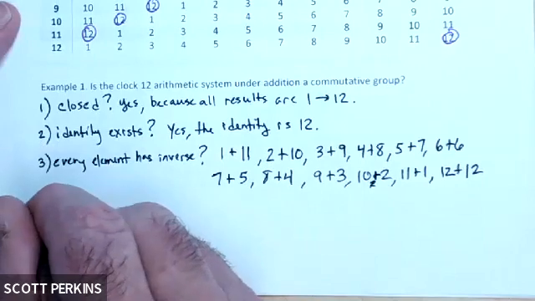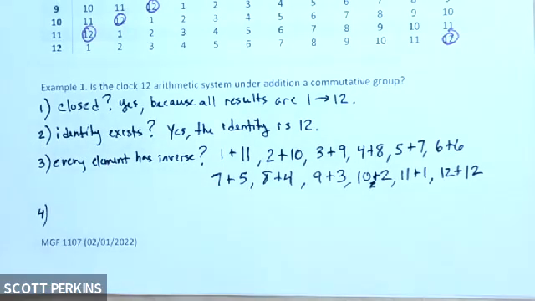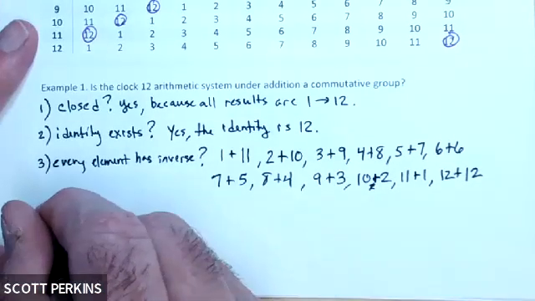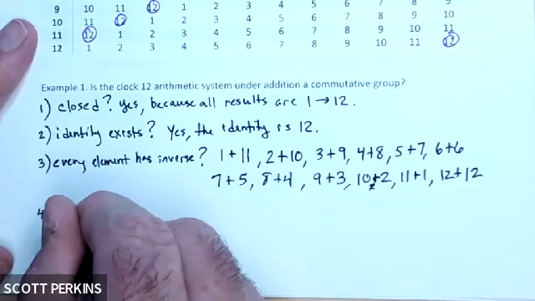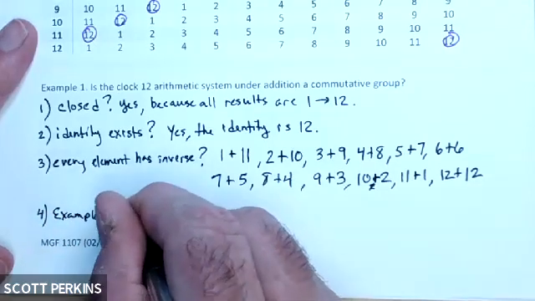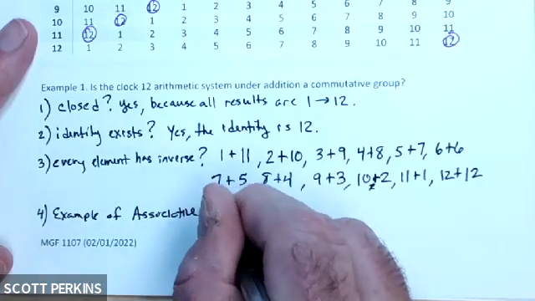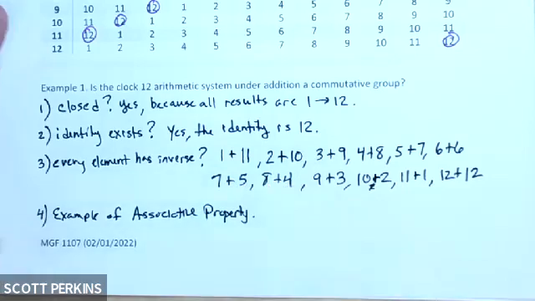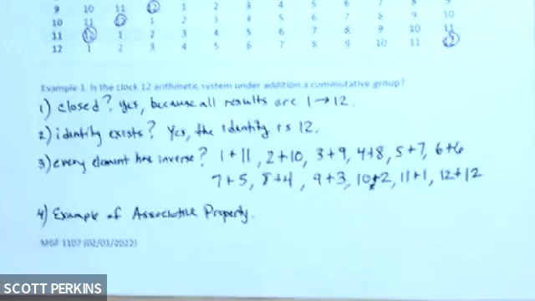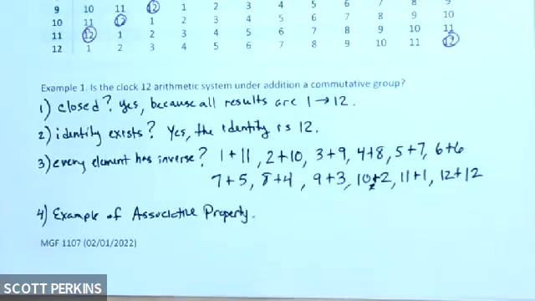Okay, so step 4. Now, step 4, the associative property, is very difficult to prove, so I am never going to ask you to prove the associative property. This is what I will ask you to do. You are going to give me always an example of the associative property. This is just my way of making sure that you know what the associative property is.